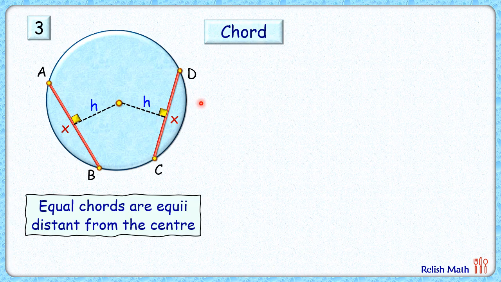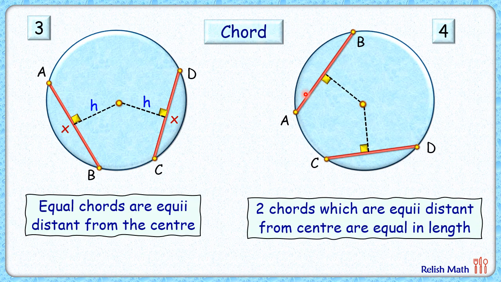And the next theorem is the converse of this, that is, if two chords are equidistant from the center, then the lengths of the chords have to be equal. So if this is x centimeter, this will also be x centimeter. Let's check the next theorem.